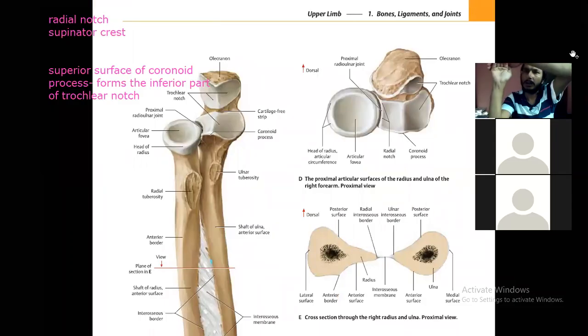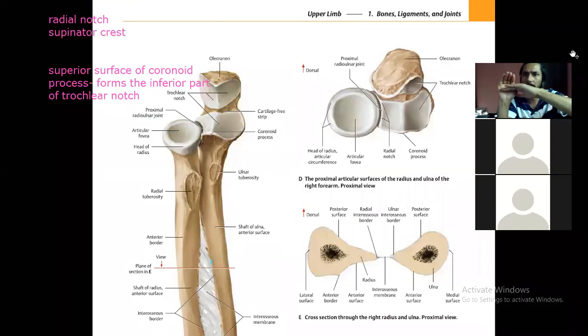See, this is the olecranon process, and this is the coronoid process. Now see, the anterior surface of the olecranon process and the superior surface form the trochlear notch. So this whole thing is the trochlear notch. The trochlear notch will fit in the trochlea of the lower end of the humerus. So this is the surface I am telling.